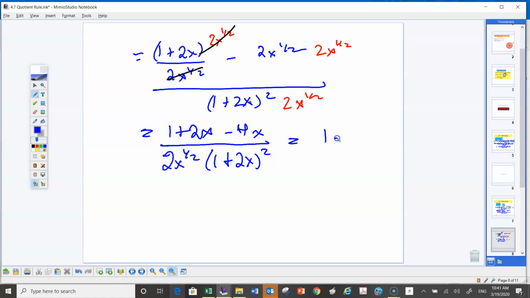Finally, I'm just going to collect like terms, and if I collect like terms in my numerator, I am going to get 1 take away 2x all divided by 2x to the 1/2 times 1 plus 2x all squared, and that would be my final answer.